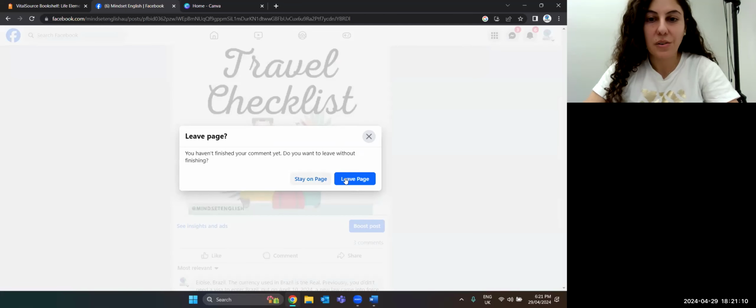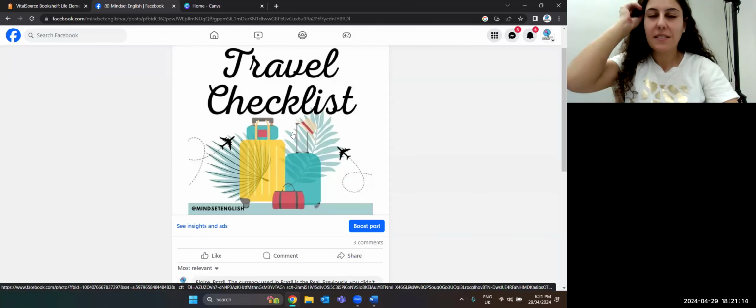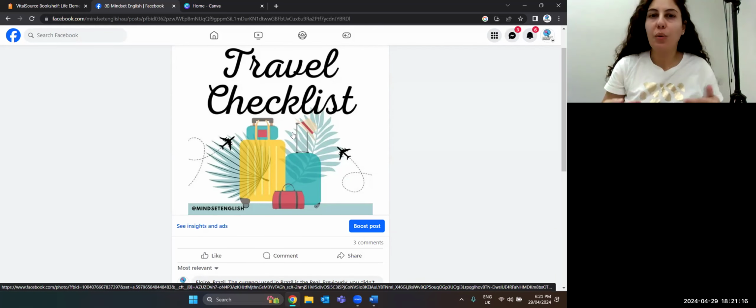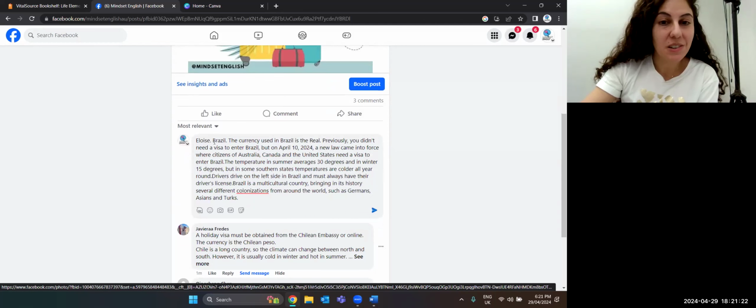Okay, so I called it travel checklist because we're making sure we know what we can or cannot do when we go to another country. So in Brazil, the currency used in Brazil is the real.